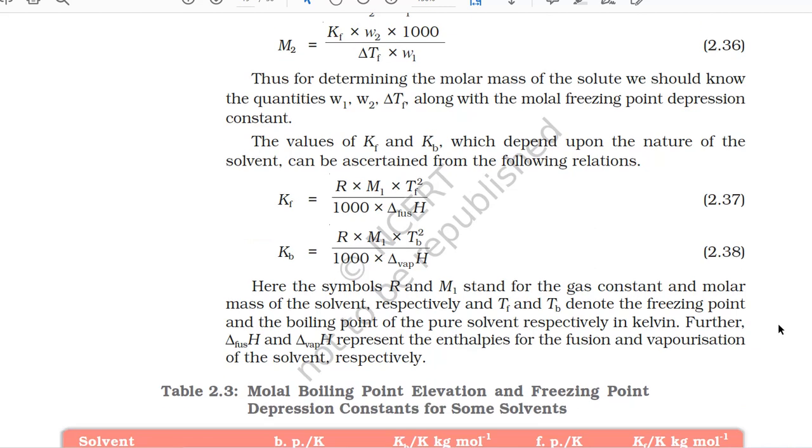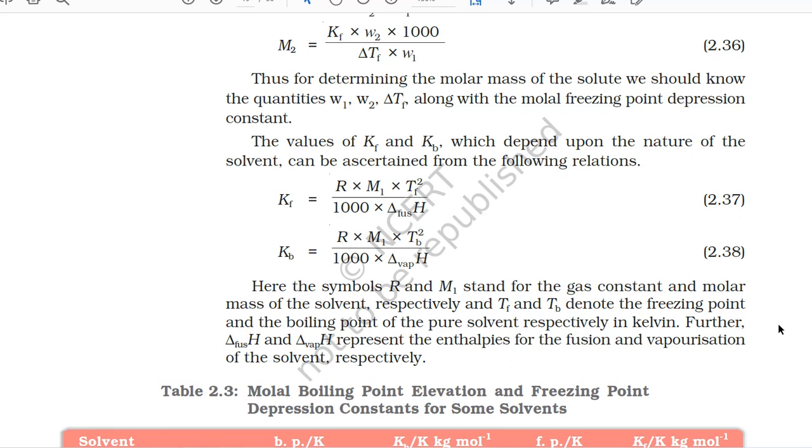Thus, for determining the molar mass of the solute, we should know the quantities W1, W2, delta Tf along with the molar freezing point depression constant. The values of Kf and Kb, which depend upon the nature of the solvent, can be ascertained from the following relations.